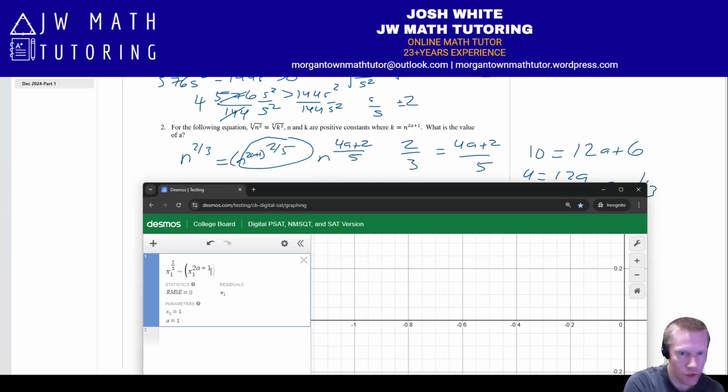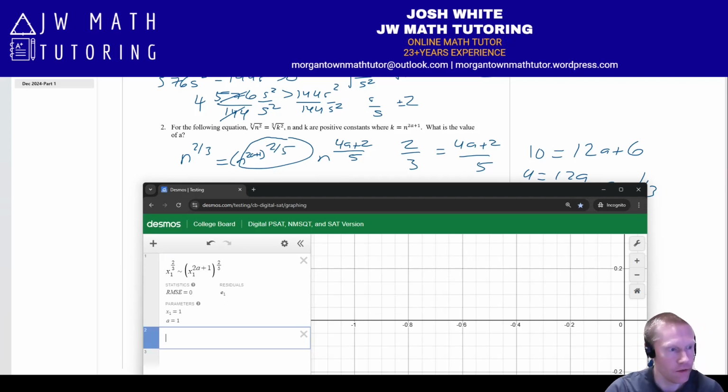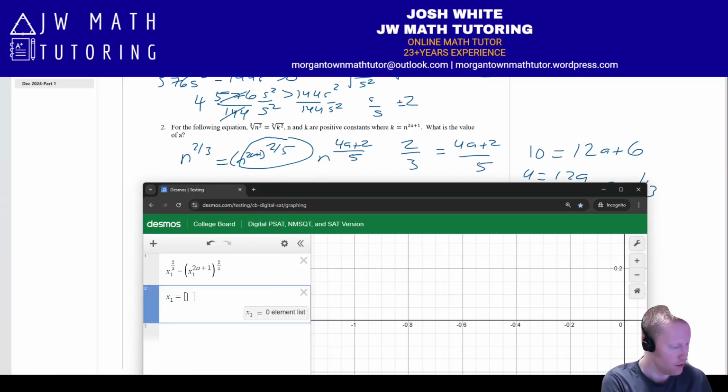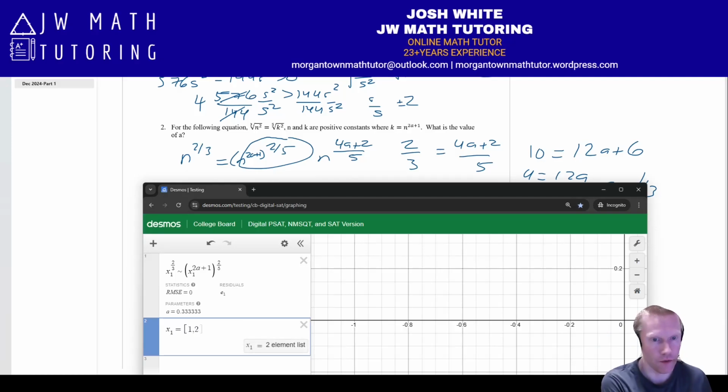Okay, so I've got that to the 2x plus 1, and then that whole thing is going to be raised to the 2/5 power. Now, this does not give us the right answer because I have not defined x1 as a list. So what I need to do now is define x1 with at least two values here. Now you can see it returns for a the correct value of 0.33333, which is the equivalent of 1/3.